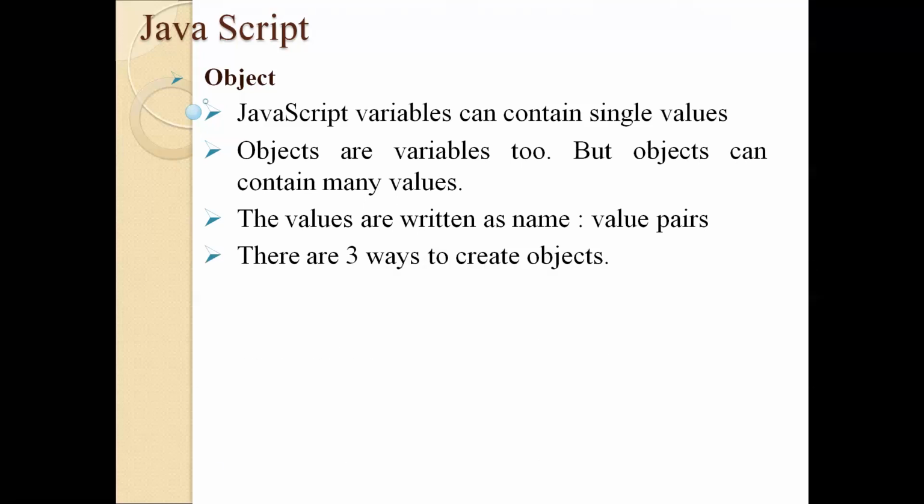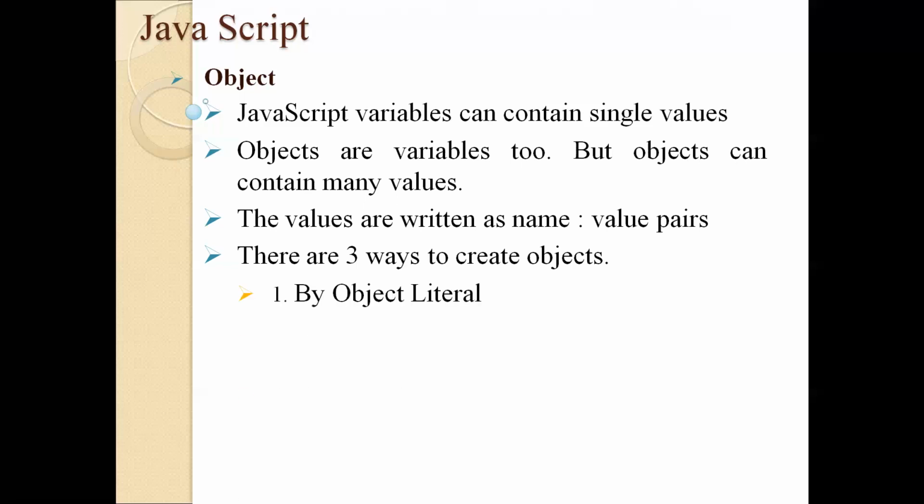So let us see how we can create objects in JavaScript. In Java, we can create objects by using the new keyword. In C++, we can create objects statically and dynamically, that is, with using the new keyword and without using the new keyword. Similar to those, in JavaScript, we can create objects in three ways. There are three ways of creating objects in JavaScript.